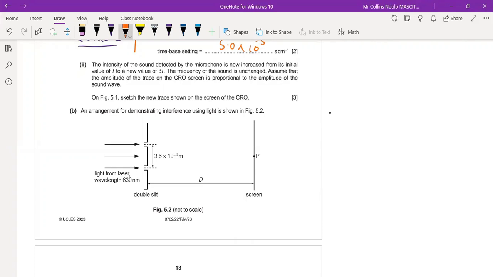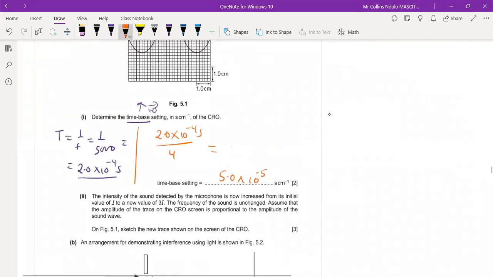Assume that the amplitude of the trace on the CRO screen is proportional to the amplitude of the sound wave. If that is so, then we remember, or you are able to recall, that I is directly proportional to A squared. This implies that if we consider the amplitude that we are seeing on the screen to be A1, so therefore we'll have A1 directly proportional to the square root of I.